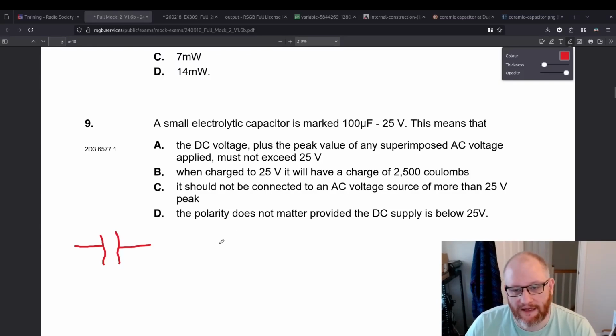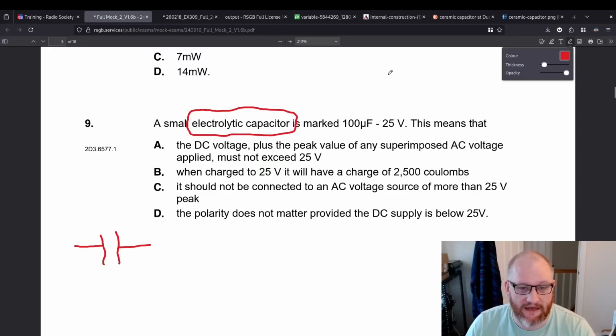Answer D says the polarity does not matter, provided the DC supply is below 25 volts. However, we are told that this is an electrolytic capacitor, which is polarized because of the construction. There is an anode and a cathode, so the polarity does matter, no matter what voltage you put in. So let's scrub out answer D. Answer C says it should not be connected to an AC voltage source of more than 25 volts peak. And that looks like it could be the right answer, right? Because if we see a voltage of more than 25 volts peak, there is a chance that whatever dielectric is between the two plates in our capacitor may start to break down, and it would then fail to be a capacitor. So that seems like it could be a correct answer.